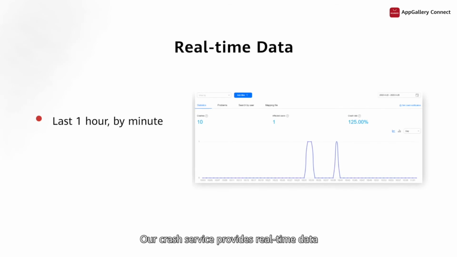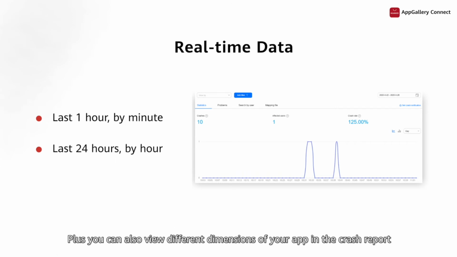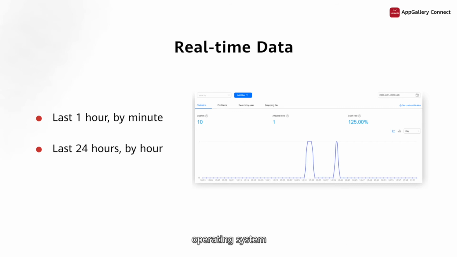Our crash service provides real-time data, either by the minute within the last hour or by the hour within the last 24 hours. Plus, you can also view different dimensions of your app in the crash report, including device, operating system, and app version. For example, you can view the crash report by app version. If a specific version of the app produces more crashes, you can assume that the version is causing quality issues.